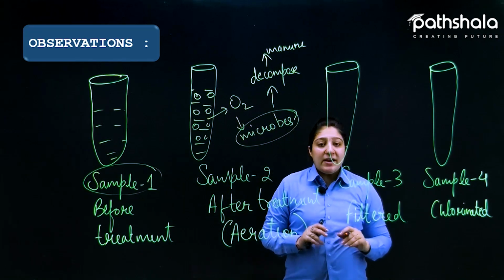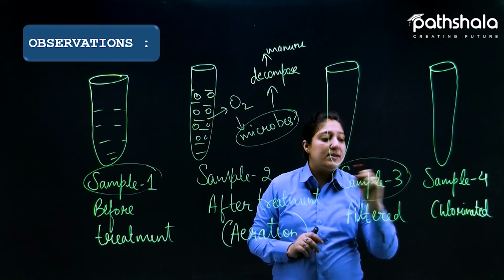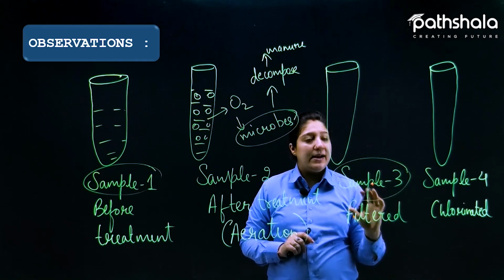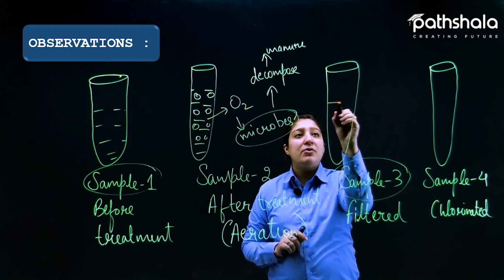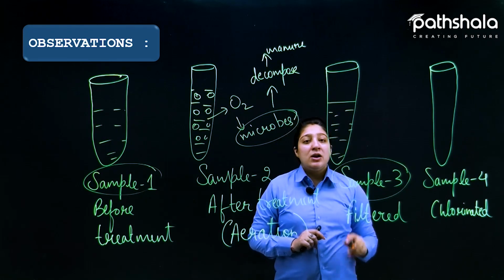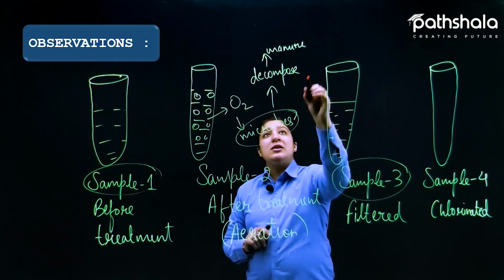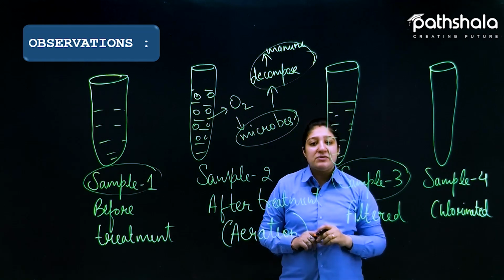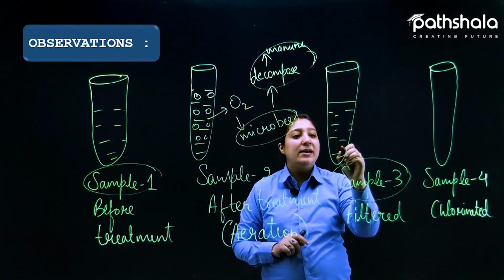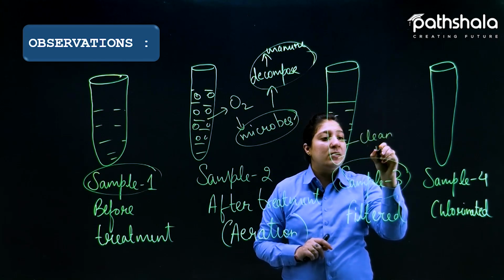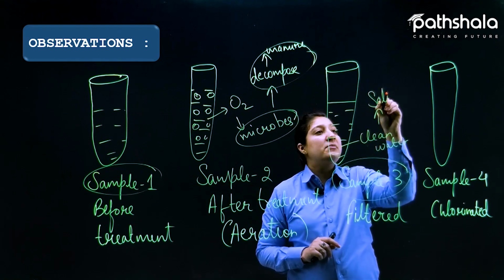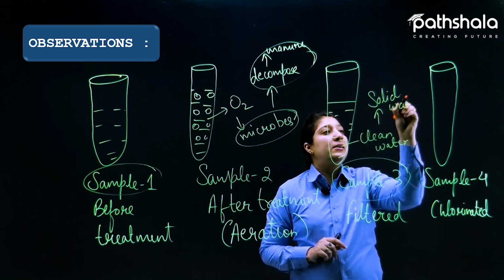Now, after that, we have taken sample 3, which is collected after the filtration process. When we do the filtration process and take the sample after that, all the manure or all the solid waste which was here will remain on that filter paper, and we will get clean water here. Here, clean water means just the solid waste is removed by the filter paper.